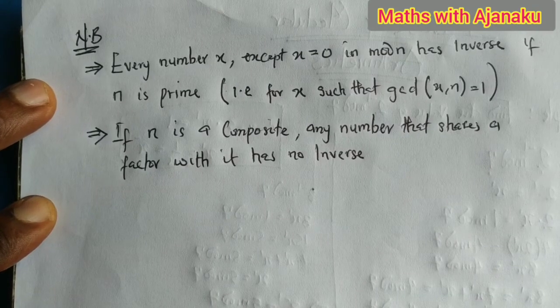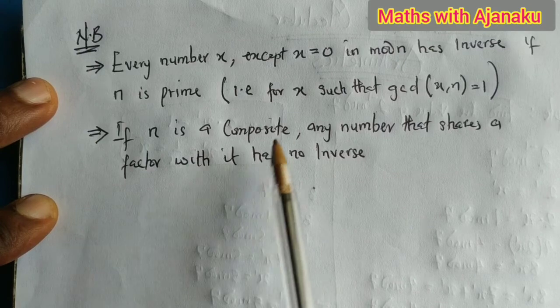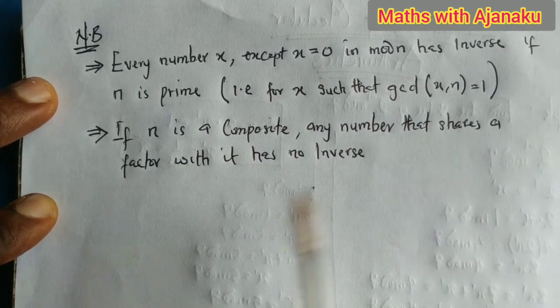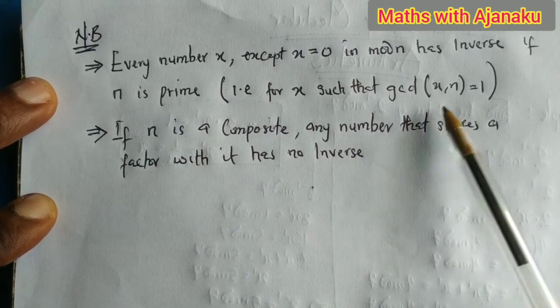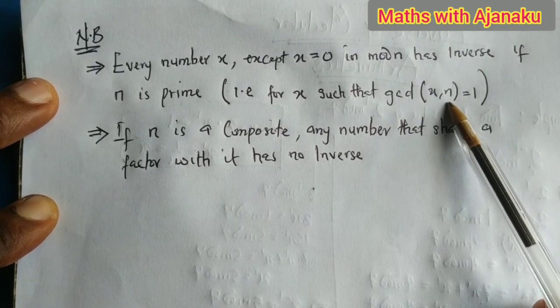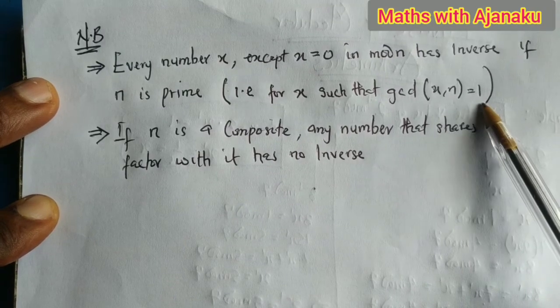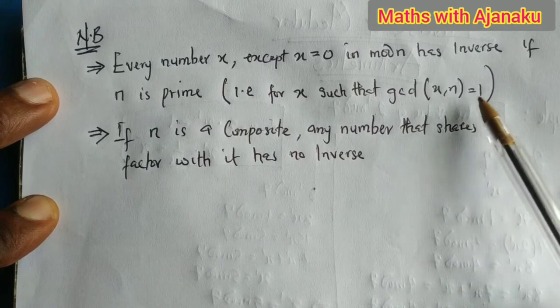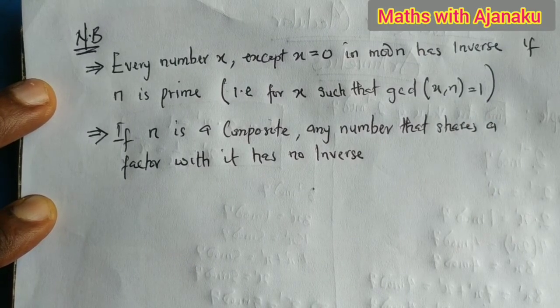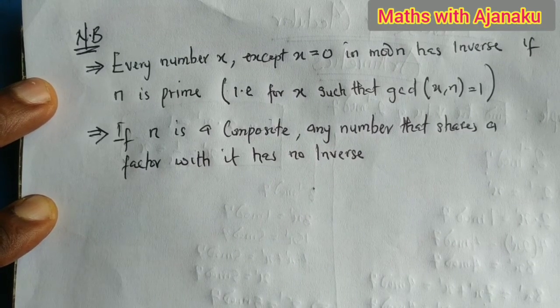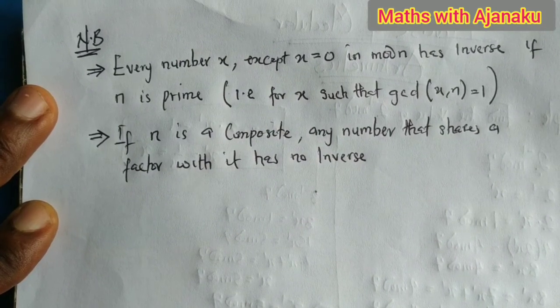So right now, every element x except 0 in modulo n has an inverse if n is prime. In the other case, it means that the GCD of that element and the modulo n is equal to 1, meaning they are either primes or co-primes or relatively prime. We have also seen that if n is composite, any number that shares a factor with it has no inverse. That will be all for now.